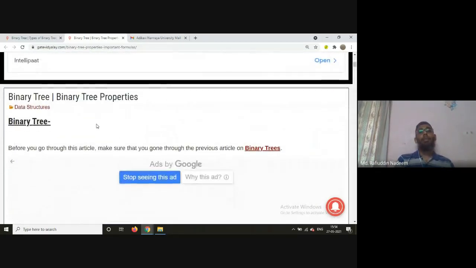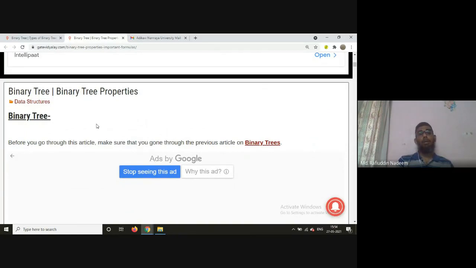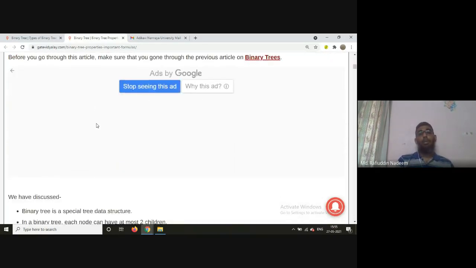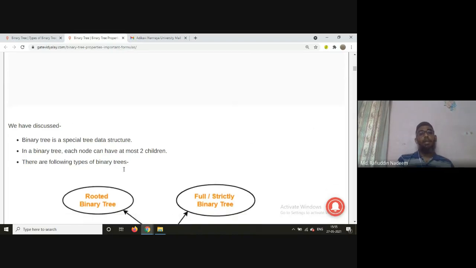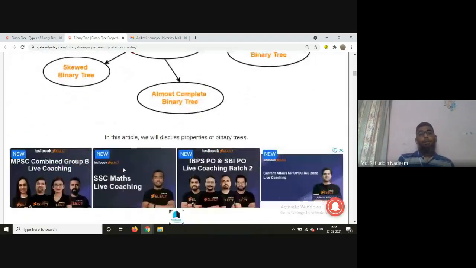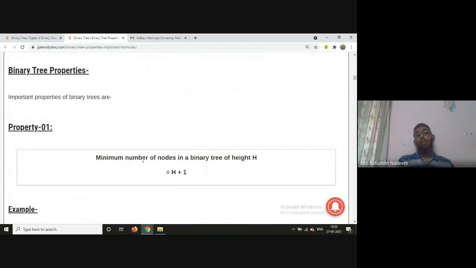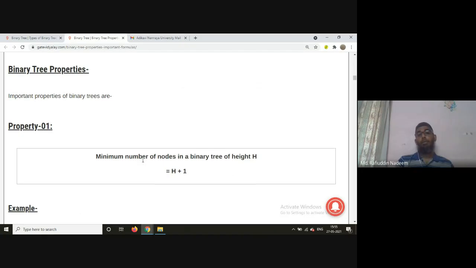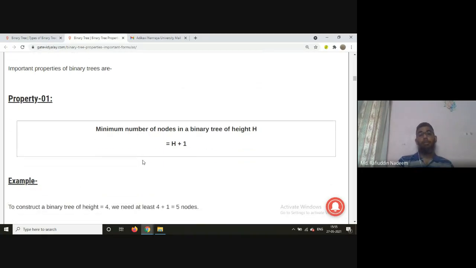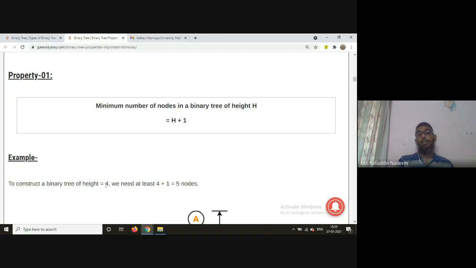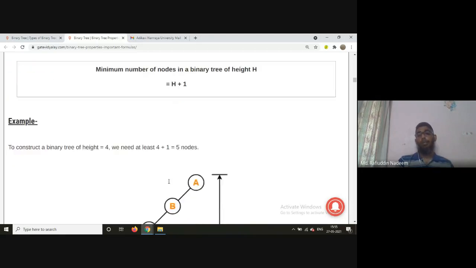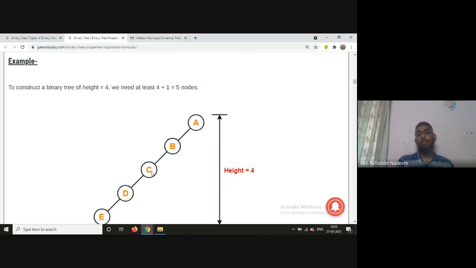Sorry, binary tree properties. Let us talk about some properties of binary tree. The first one is, the minimum number of nodes in a binary tree of height h will be h plus 1. For example, to construct a binary tree of height 4, we need at least 5 nodes. Of course, it is a left skewed binary tree, see here. So for height 4, we require 5 nodes to construct it like this.